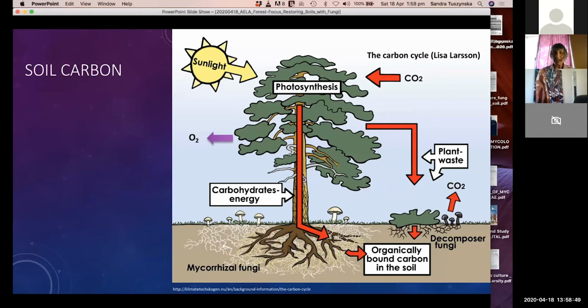Other types of fungi called saprophytes, or decomposers, will also deal with the dead organic matter that drops down to the ground, and they'll decompose that. And of course, the symbiotic fungi of the roots will take those minerals and feed them back to the plant.